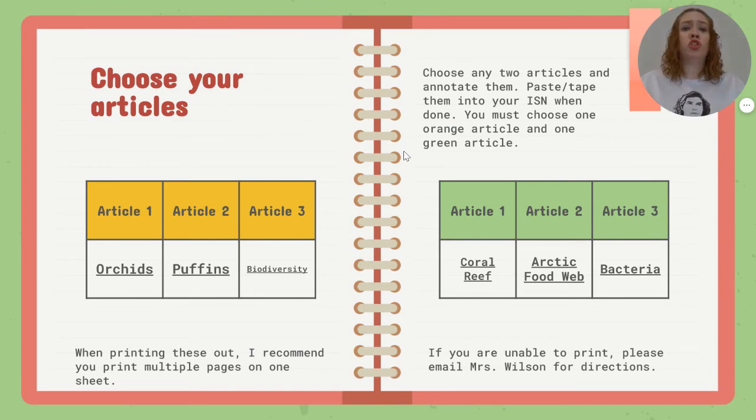All right, so you're going to choose any of the two articles below and annotate them. You're going to paste or tape them into your ISN when you're done. You must choose one of the orange articles and one of the green articles. When printing out, I do recommend you print multiple pages on the same sheet, and I'm going to show you how to do that. If you're unable to print, just let me know, because there may be a way for you to annotate on the screen using a Google slide. So just let me know.